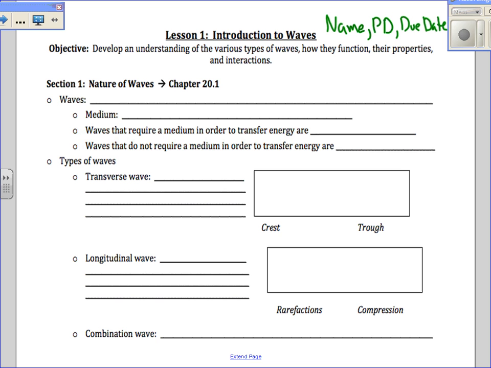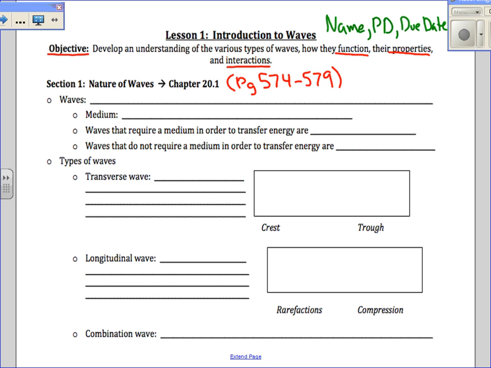First thing that we're going to cover is lesson 1, introduction to waves. Now the objective is basically to develop an understanding of the various types of waves, how they function, their properties, and interactions. Okay, so section 1 deals with the nature of waves. This is found in chapter 20, and you can find this on pages 574 to 579.